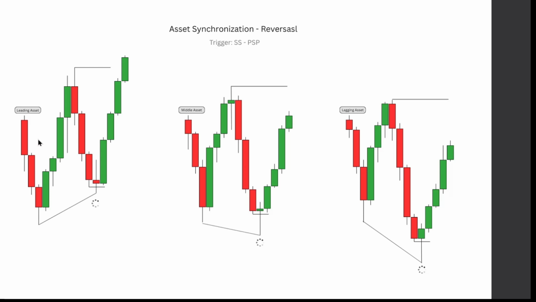So over here, this is another variation where it is a strength switch PSP. Notice in the leading asset, we make a failure swing by failing to take out that low, right? And then we form a precision swing point. But this precision swing point is a strength switch precision swing point, because over here we are failing to take out that low, but then we print a bearish candle precision swing point.